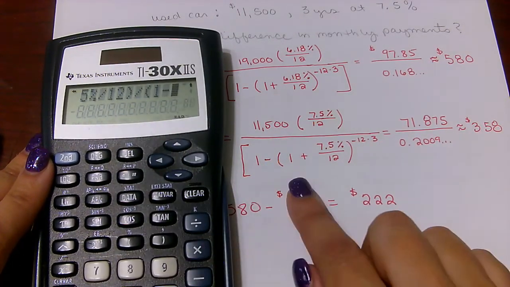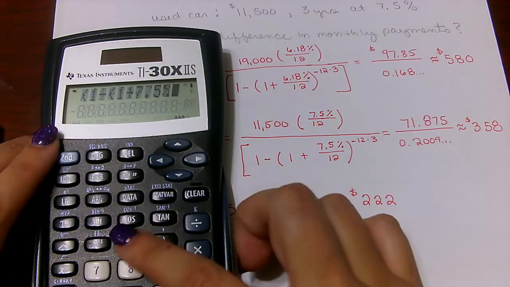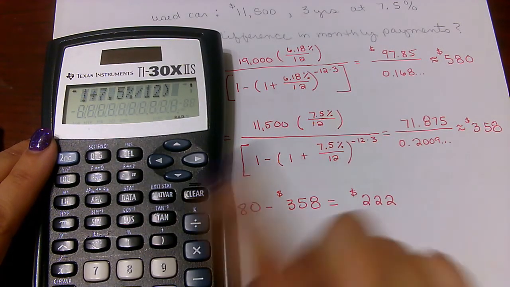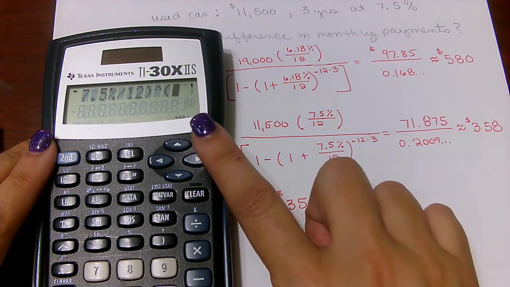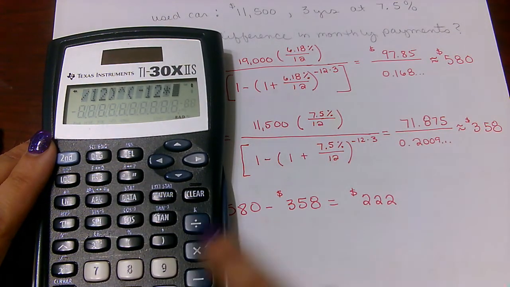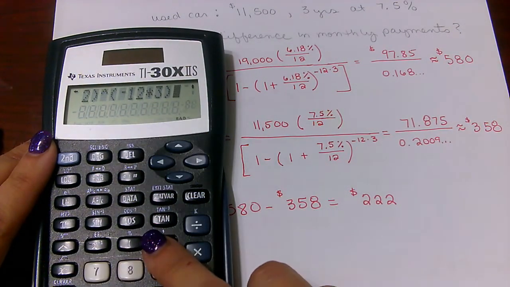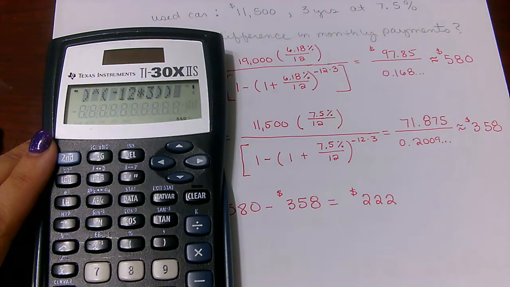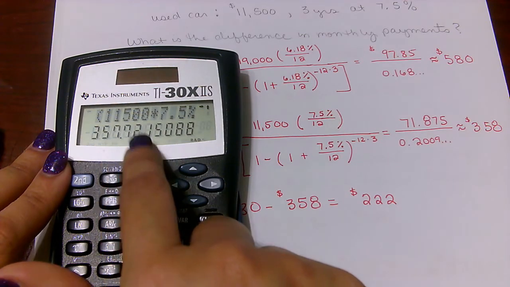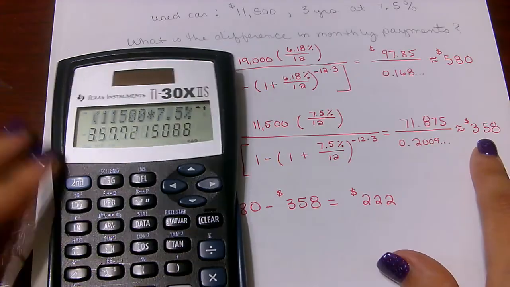1 minus parentheses 1 plus 7.5% divided by 12. Close this parentheses and raise that with a new set of parentheses, always for your exponents. Negative 12 times 3. Close the set for the exponents, and then you're going to close the set for the denominator. When you press enter, you will see a value of $357.72, or we can use 358.